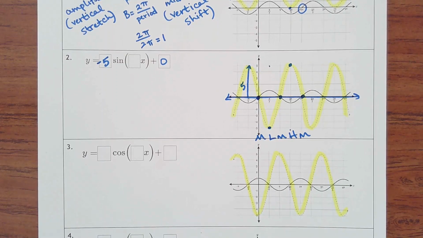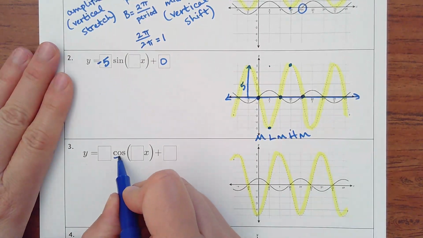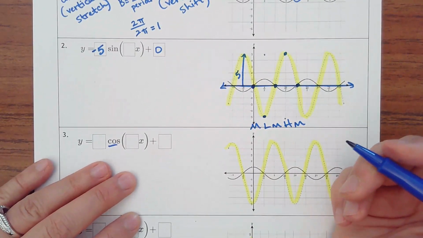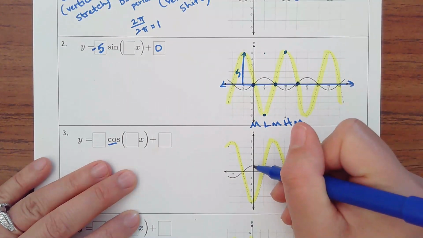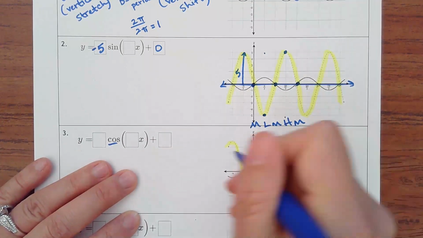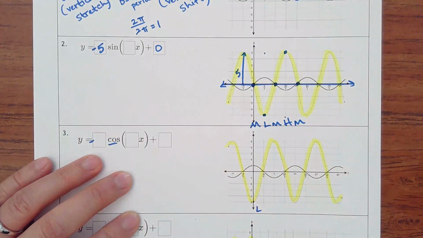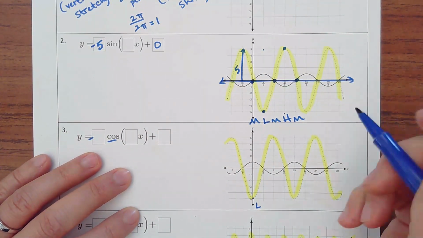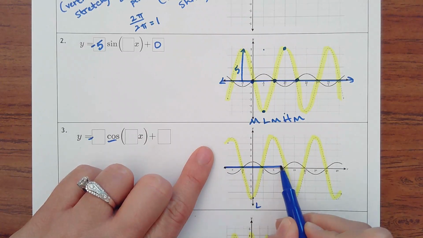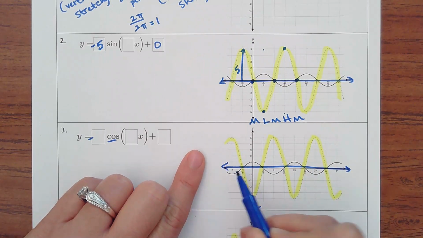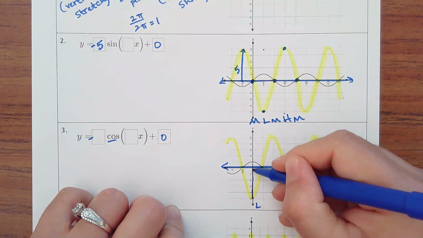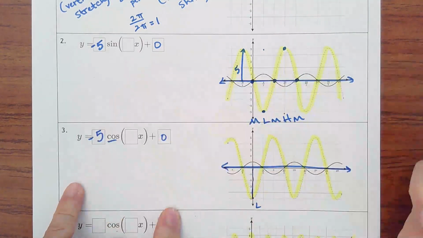All right, number 3. Now we're switching to a cosine graph. Remember that starts at its high value. So looking at this, I already know it's a problem. We're starting at a low value instead of a high. That right away tells me I need a negative coefficient in front. My midline, if I'm going from -5 up to 5, again would just be at 0. So leave it blank or put a 0. My amplitude would be the 5, but again it's negative.